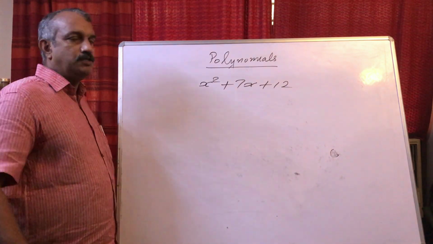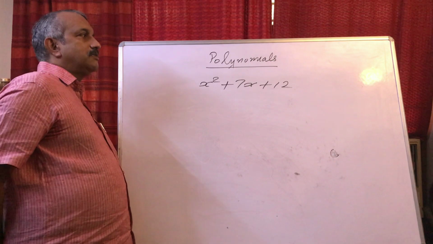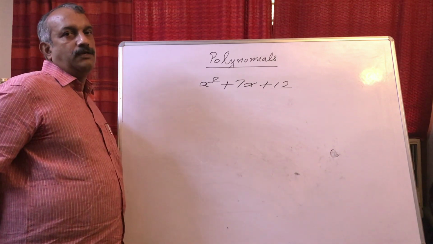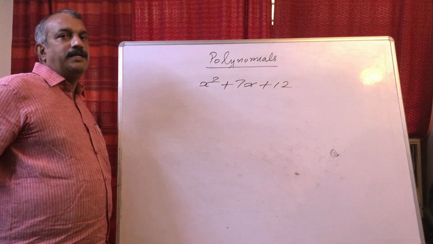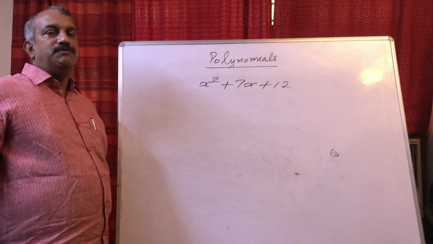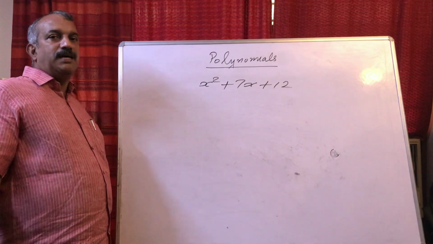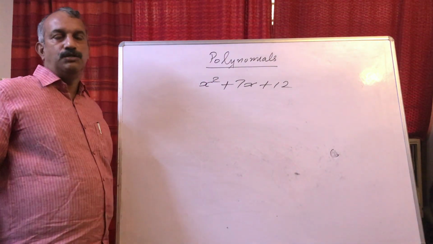If you substitute minus 3 and minus 4, in both cases you will get 0 only. It's because it is using the fourth identity you have learned. So the two numbers are 3 and 4. When we factorize and find the zeros, you will get minus 3 and minus 4. So it has 2 zeros.